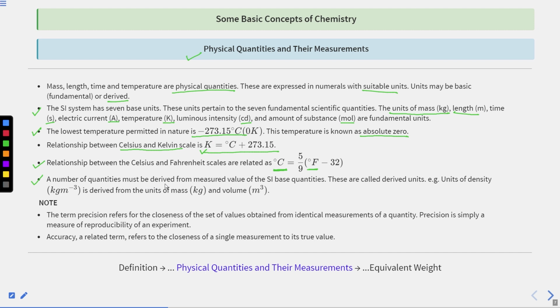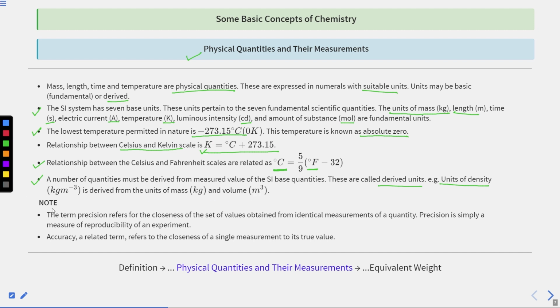A number of quantities must be derived from the measured value of the SI-based quantities, and these are called the derived units. So basically, we can derive some units from the simple or fundamental units, and these are known as derived units. For example, the unit of density. The density formula is mass upon volume, so the density unit will be derived from the unit of mass and the unit of volume. So kilogram per cubic meter is derived from the unit of mass, which is kg, and volume, that is cubic meter.